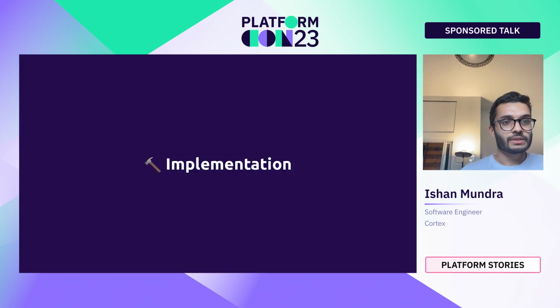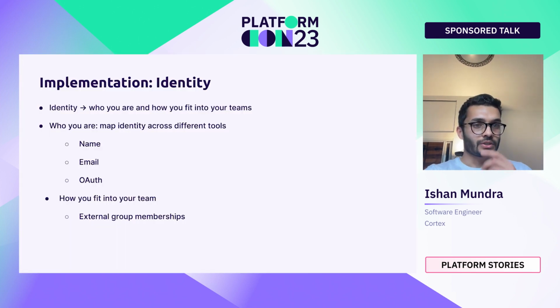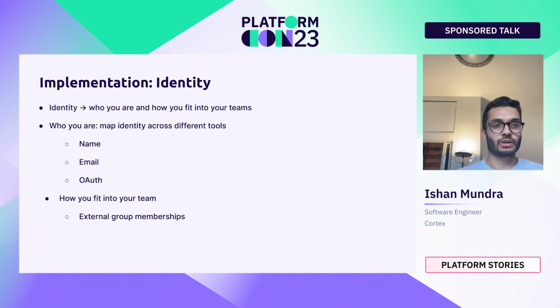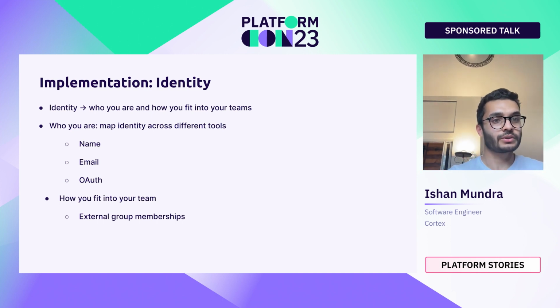Next up, we'll dive into the implementation and talk about some of the nitty gritty aspects of the developer homepage and how we solved the unification problem. First off, what we need to do is build a concept of identity. Identity is fundamentally who you are and how you fit into your teams. For the who you are piece, you can be someone different on different tools. There are certain things we roughly expect to be the same, for example your name and your email. This is the first line of defense, or first filtering criteria, that we use to map you across different tools.